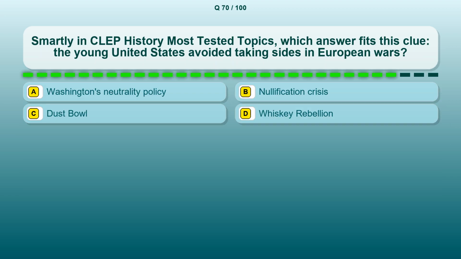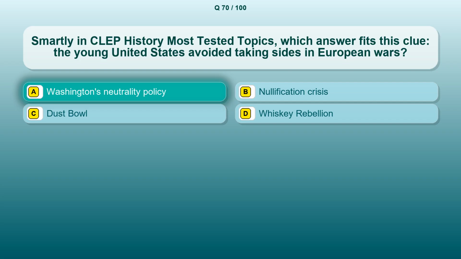Question 70. Smartly in CLEP history most tested topics, which answer fits this clue? The young United States avoided taking sides in European wars? Option A, Washington's neutrality policy. Option B, nullification crisis. Option C, Dust Bowl. Option D, Whiskey Rebellion.